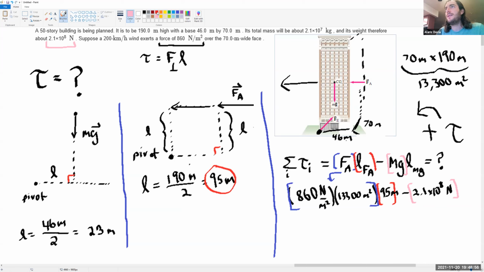Okay, so times the lever arm there for the weight of the building, we found that to be 23 meters. And now we simply need to calculate these two numbers here. So get out your calculators and follow along. 860 times 13,300 times 95 minus 2.1 times 10 to the 8 times 23. And I come out with a negative number.